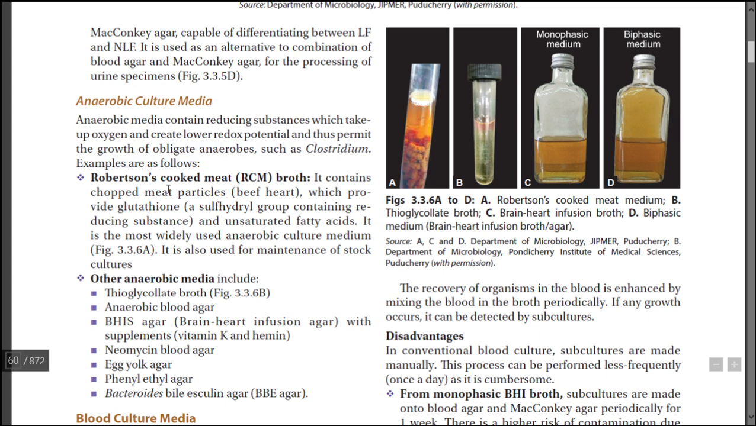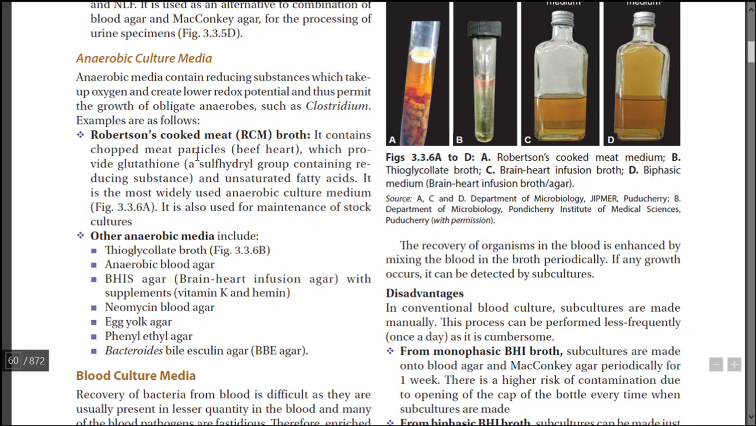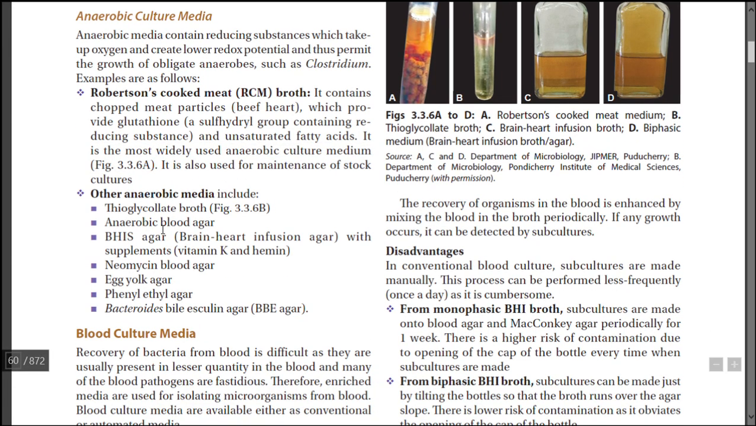So Robertson's cooked meat broth we have seen earlier. It contains chopped meat particles, beef heart, which provide glutathione. Glutathione is a sulfhydryl group containing reducing substance, and unsaturated fatty acids are also present. This is the most widely used anaerobic culture medium, and this is the significance of Robertson's cooked meat. Other anaerobic media are mentioned here.